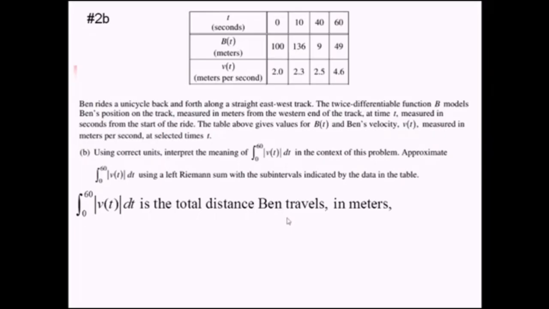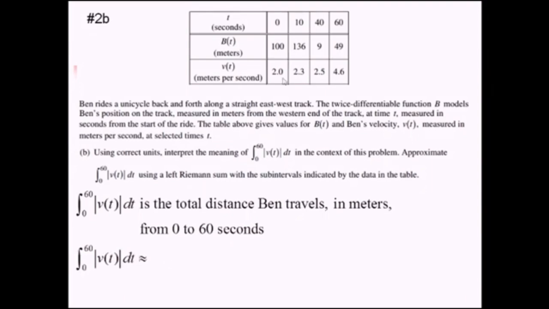If you leave that out, you don't get the credit. So this is from 0 to 60 seconds. All right, now that we've established that, to get the other point, we have to approximate using a left Riemann sum. So I'll say that this stuff is approximately equal to the following.